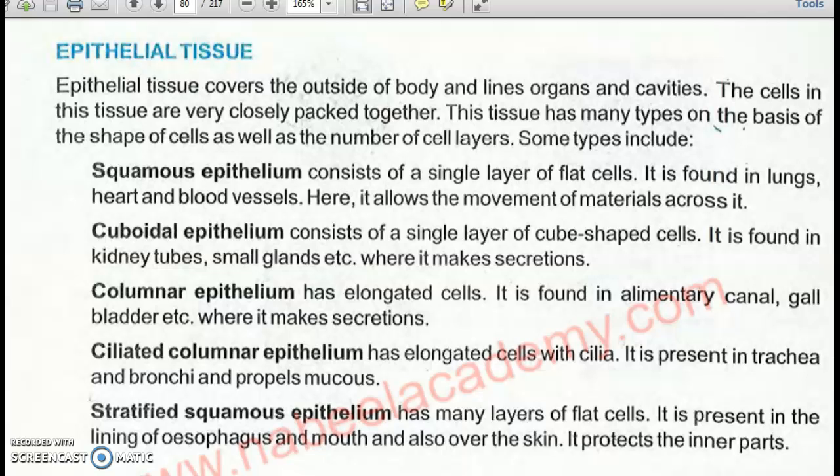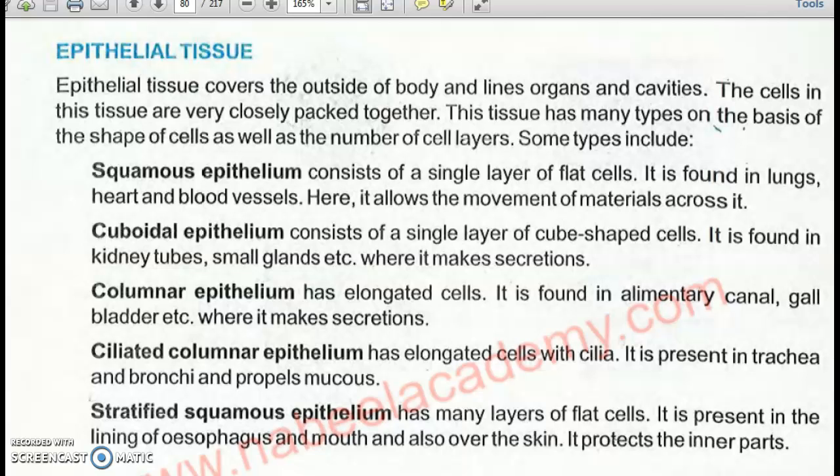Third one is columnar epithelium. They are made up of elongated cells, and these elongated cells are arranged in the form of columns. That's why this is known as the columnar epithelium. It is present in the alimentary canal and gallbladder, where they also make secretions.